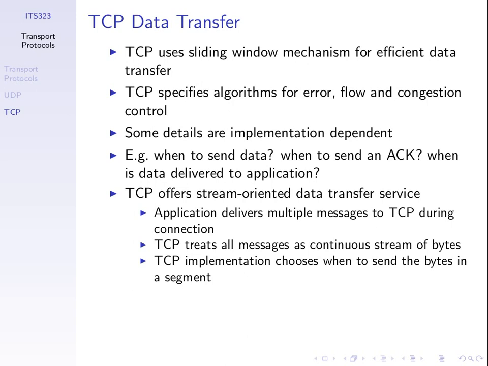TCP uses a sliding window mechanism. What that means is that we are allowed to send multiple chunks of data before having to wait for an acknowledgement. And we'll see that when we look at the flow control. All right, we've said this before, I think. Treat messages as a continuous stream of bytes. That's nothing new.